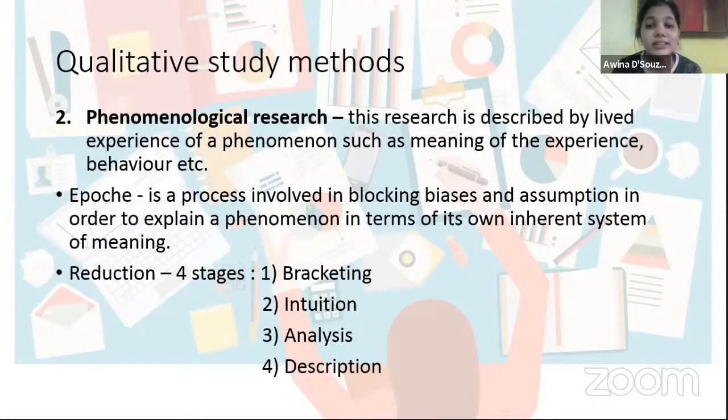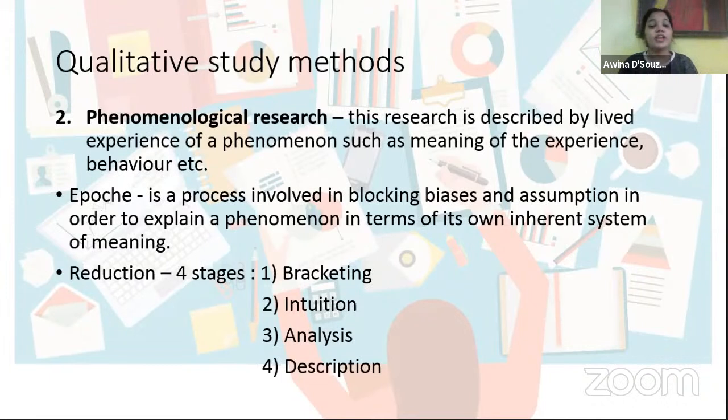Now epoche is basically you're trying to find out biases and assumptions in order to explain the phenomenon in terms of its own inherent system or meaning. So if you go to a population like this, you need to find out whether you are trying to bring in some element which is not present in the particular population or not. That process is very crucial when you have a phenomenological study.